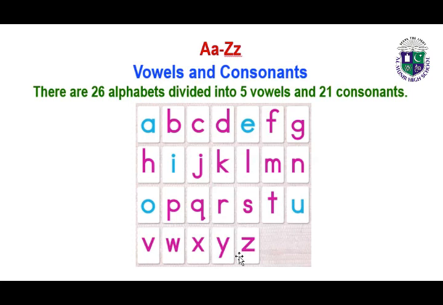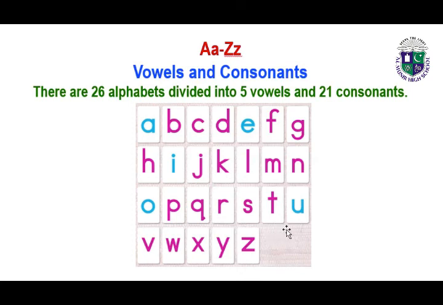So remember one thing always, students, there are 26 alphabets, and these alphabets are divided into 2 groups, vowels and consonants. The vowels have 5 alphabet letters and the consonants have 21 alphabet letters. The vowels are A, E, I, O, U, and the rest of the letters are consonants.